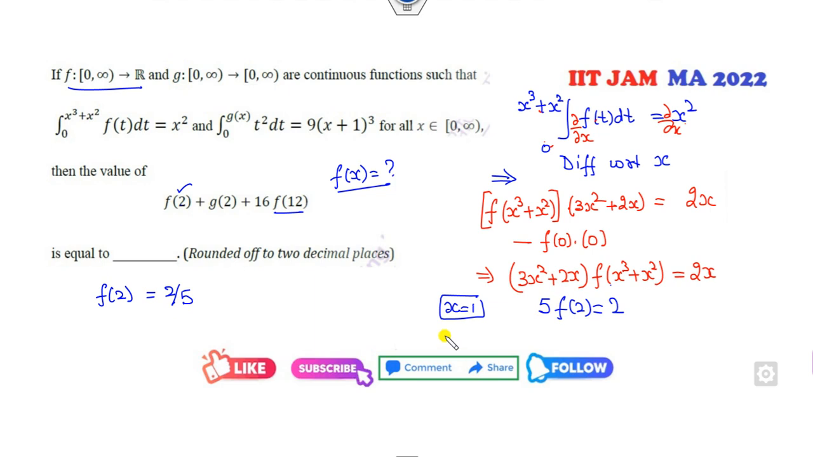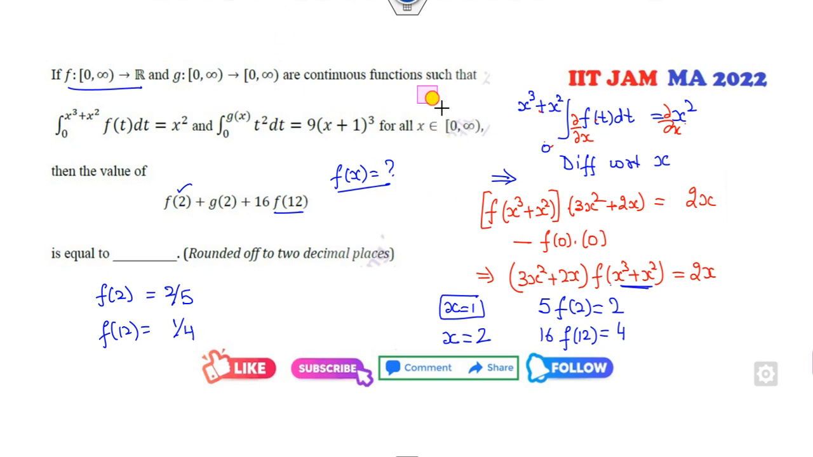I need f of 12, so how can I make that 12? It will be x equal to 2, so then it is 4, 12 plus 4, 16, f of this, it is my 4. So f of 12 is my 1 over 4.